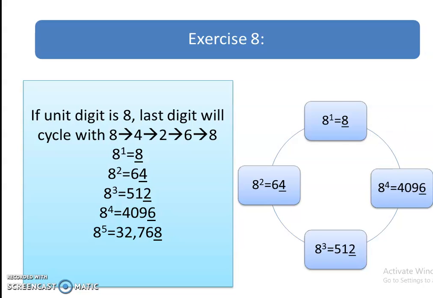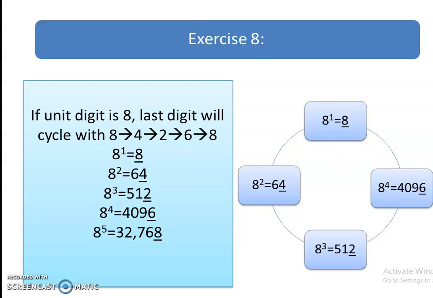Now let's take digit 8. 8 to the power 1 is 8, 8 to the power 2 is 64, 8 to the power 3 is 512, and 8 to the power 4 is 4096, right? And when we increase the power, the last digit will cycle through 8, 4, 2 and 6, right? Now we can conclude that if the unit digit is 8, the last digit will cycle with 8, 4, 2, 6, right?